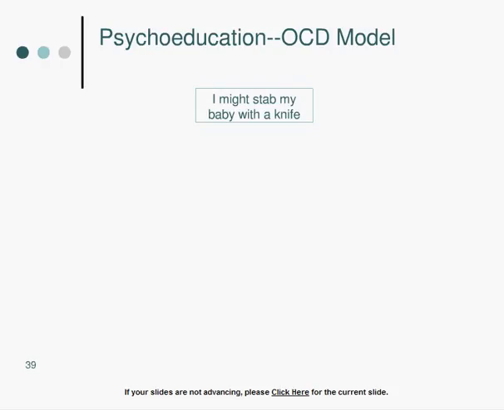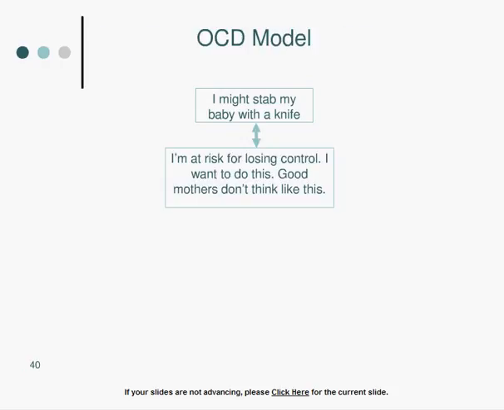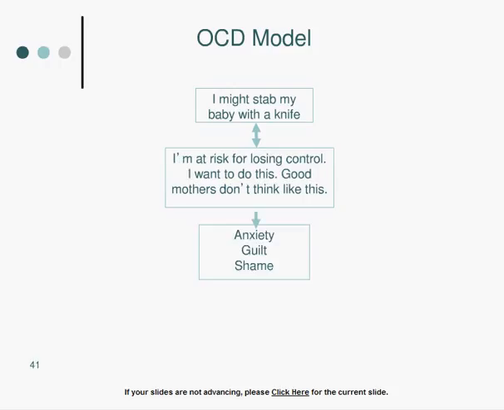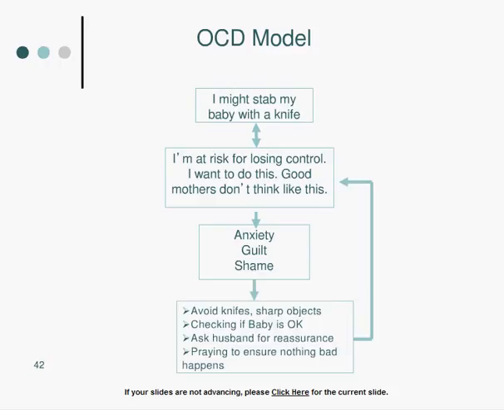So when my patient had these thoughts, oh, what if I stab my baby with a knife, for example, she would really attach a lot of meaning to this thought. She would think, oh boy, I'm at risk for losing control. If I have a thought like that, that means I want to do it. Good mothers don't think like that. And those kinds of interpretations made her feel really bad. So she felt really anxious and guilty for having these kinds of thoughts and very, very ashamed. And then she engaged in all kinds of safety behaviors in order to regulate her anxiety and guilt and shame.